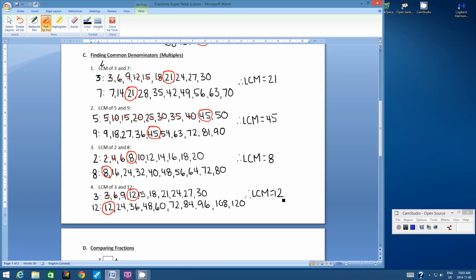All right, I was able to come up with an answer for number 3. Lowest common multiple is 8. And an answer for number 4. Lowest common multiple of 12.